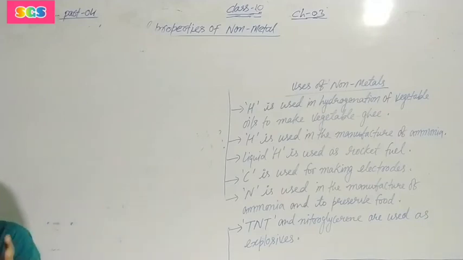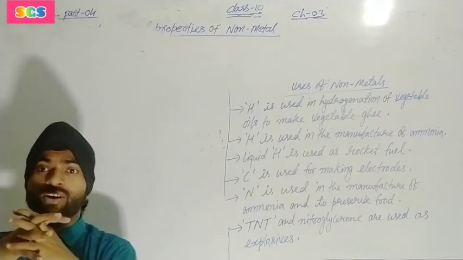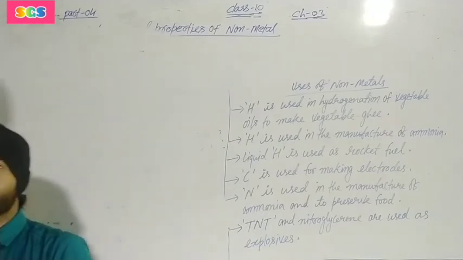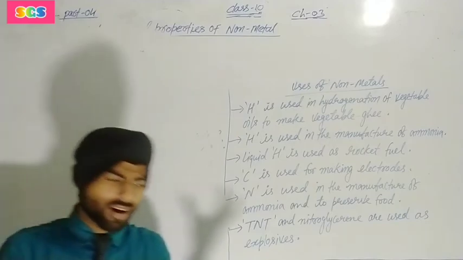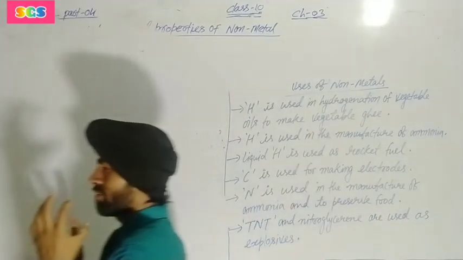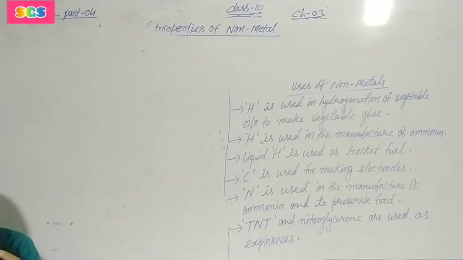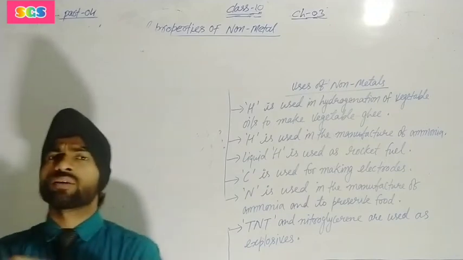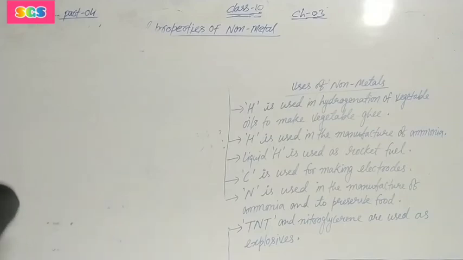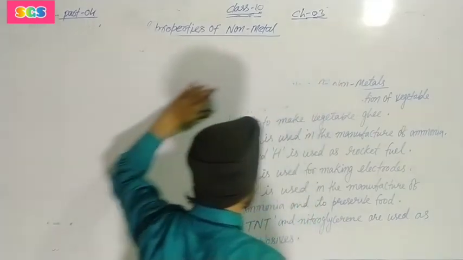Vegetable ghee is formed by the hydrogenation of vegetable oil like mustard oil, coconut oil, and linseed oil. So these vegetable oils are hydrogenated, meaning added with hydrogen, to form vegetable ghee, called Dalda. Okay, another nonmetal is hydrogen, which is used in the manufacture of ammonia.